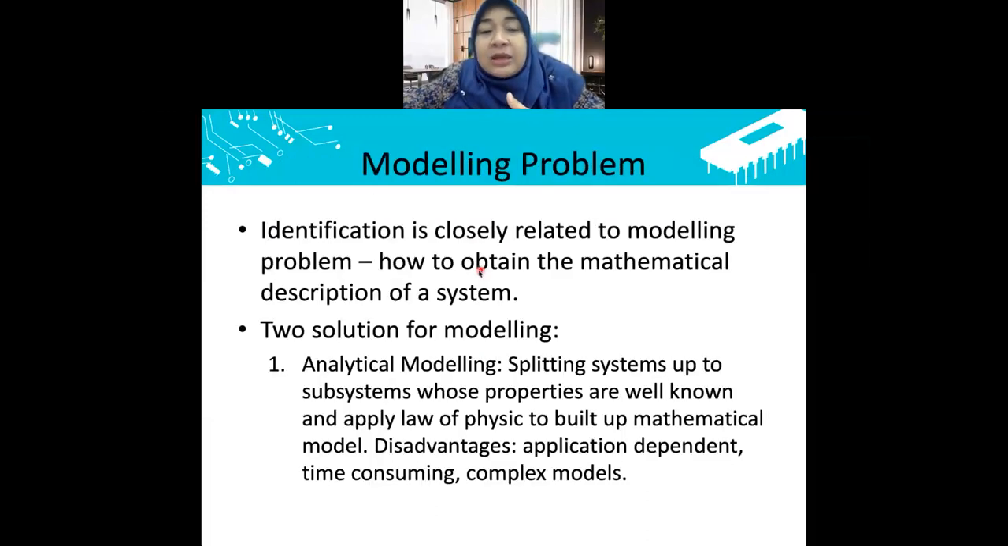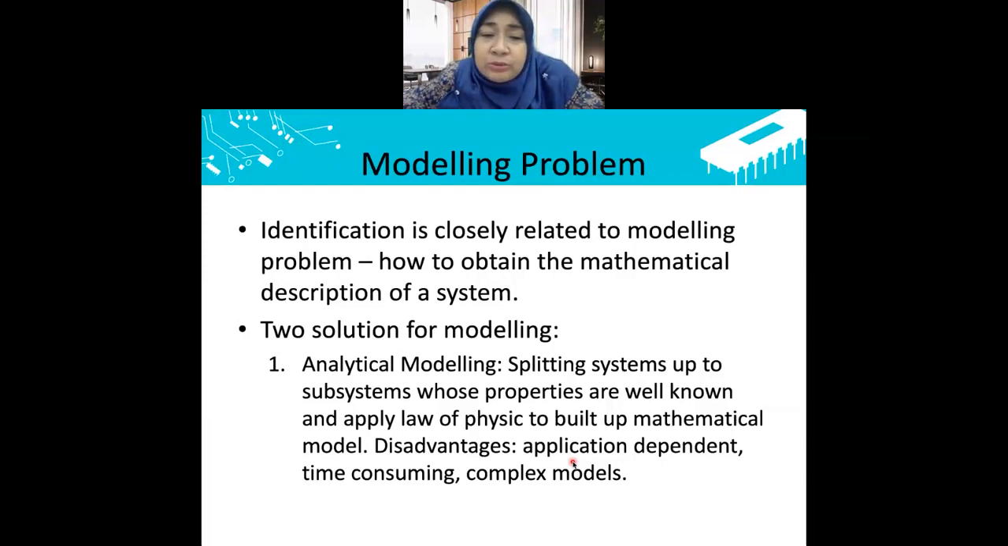If you remember, I mentioned the analytical way just now: it is splitting the system into several subsystems whose parameters are well known. Well known means you can write the mathematics of it. You can draw the mathematical equation, and then you can draw the block diagram of the system. The disadvantage is that it is application dependent. It means for a different application, you need to redraw the block diagram. If it's a furnace system, or another mechanical system, of course you need to do it over and over again.